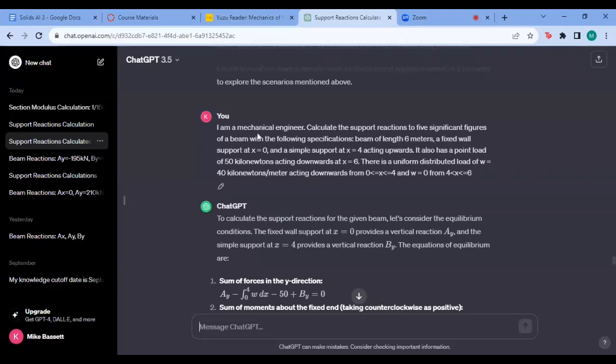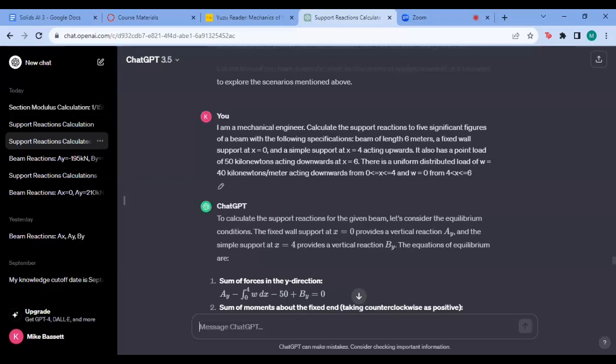I used ChatGPT to solve for the maximum bending moment, because that's what we need in order to solve for the section modulus to determine the lightest W360 shape section we can use. So I first specified what was on the beam. I said it was 6 meters, with a fixed wall support at x equals 0.